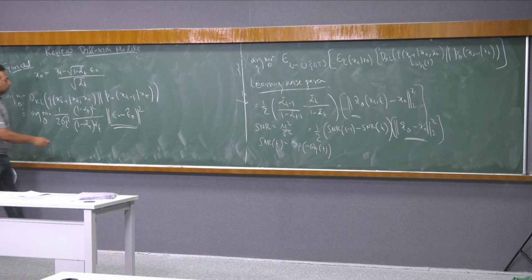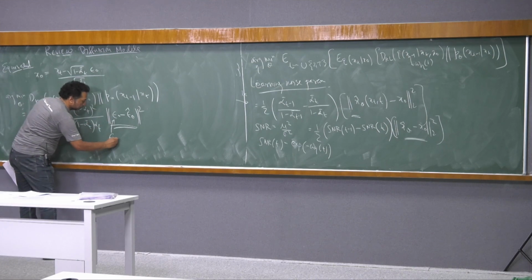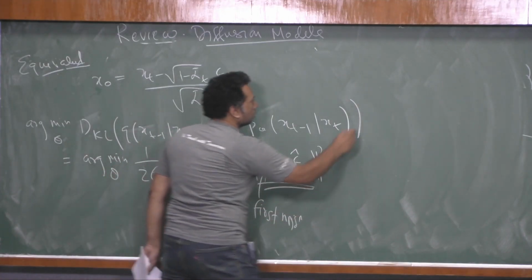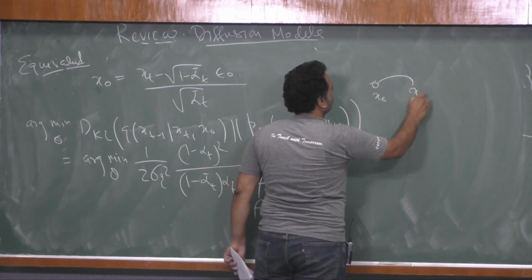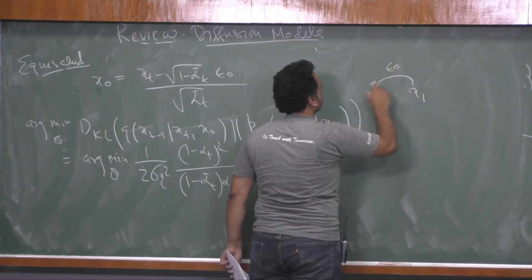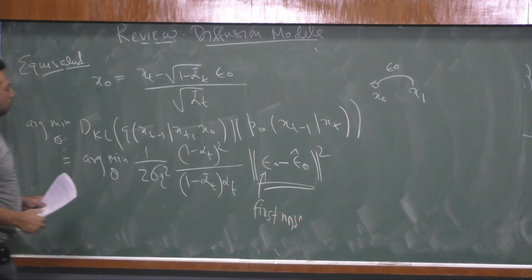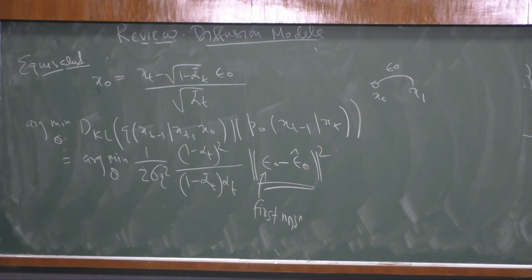So now what I'm saying is that it's equivalent to predicting the first noise that I injected. x0 was here and then x1, so this is the epsilon naught noise that I injected. Predicting the first image is like trying to understand what was the first noise injected in the forward diffusion process. So this was our second interpretation, and for this we can now write an algorithm.